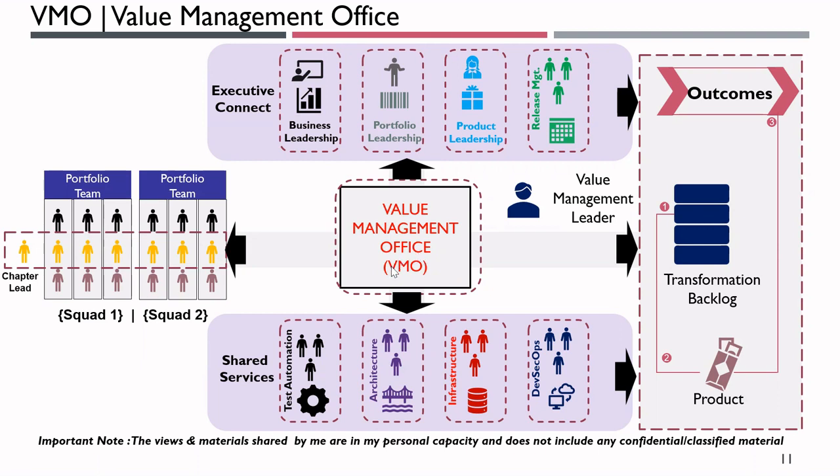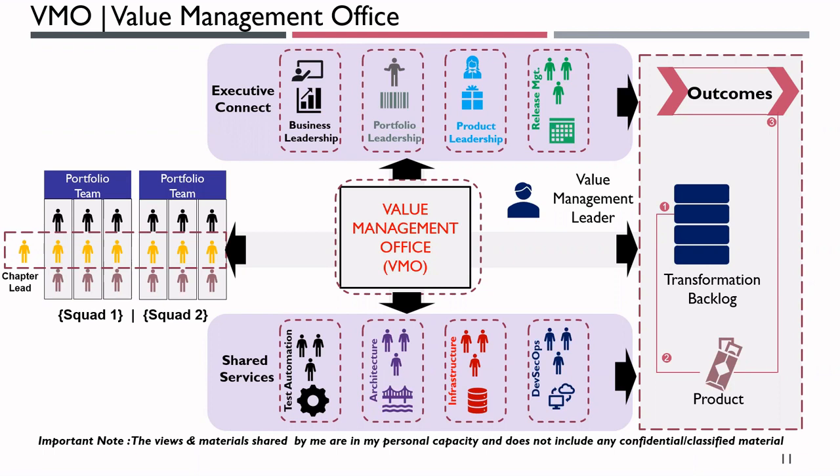At the same time, it is connected to my feet through the shared services organization. So it could be my test automation team, my architectural team, my infrastructure team, and my DevSecOps team. I mean, this is not a full list. Just wanted to let you know that this is not entirely a full list. This is just an indicative schematic diagram as to how a Value Management Office works.